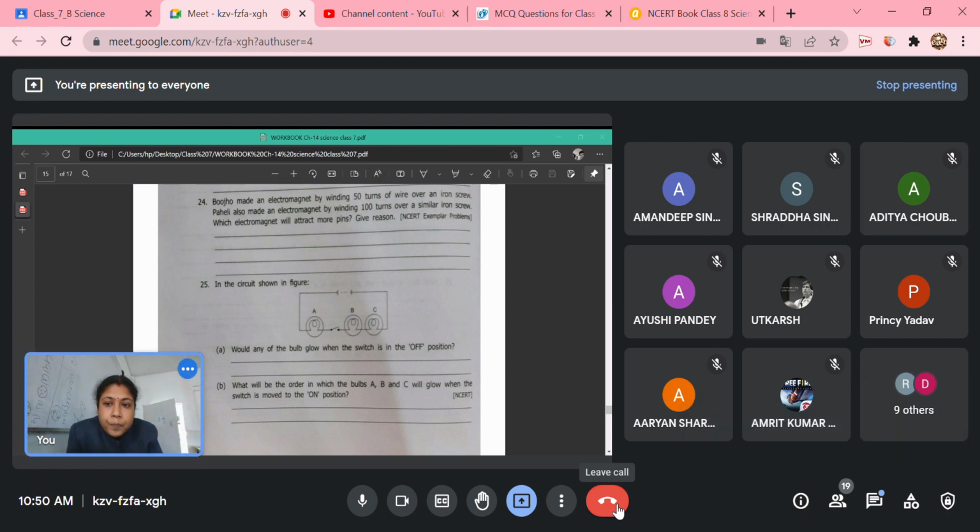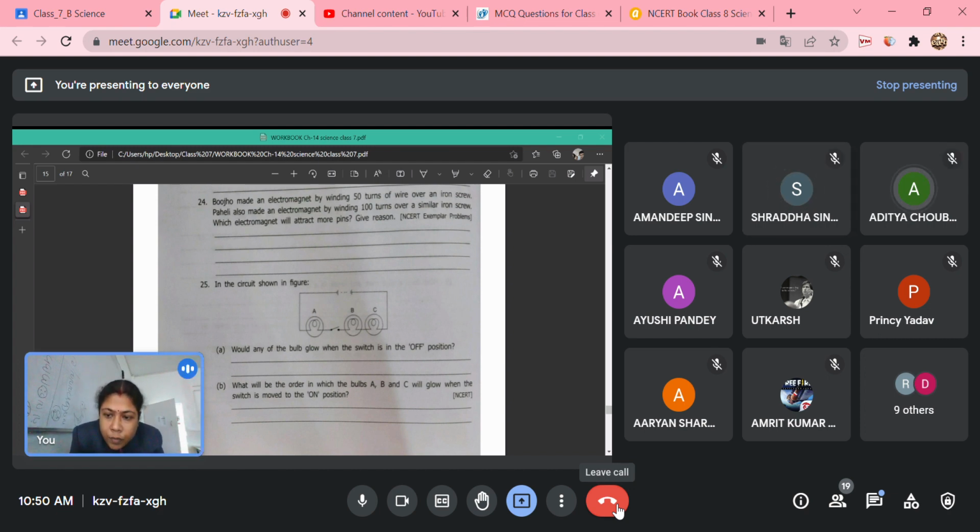Chalo, answer. Bujo has made an electromagnet by 50 turns of the wire, and Paheli made it by 100 turns over a similar iron screw. Which electromagnet will attract more pins, and why? Ma'am, Paheli's electromagnet, because the more turns there are, the more the magnetic field will be. As I told you, the more the turns, the more the intensity of magnetization. The electromagnet will be much stronger because the field will be much stronger, and hence Paheli's electromagnet will attract more pins towards it. Okay? Clear? Yes, ma'am.